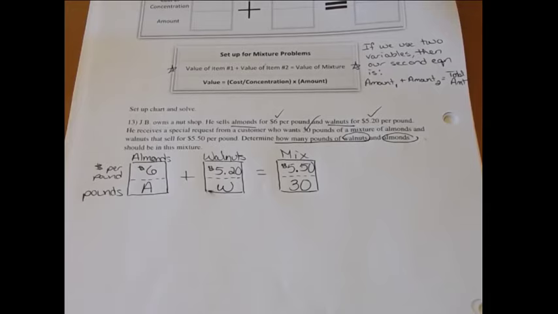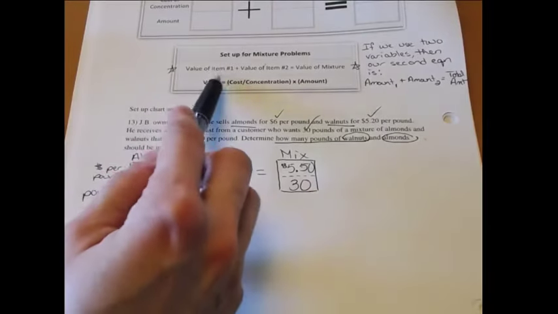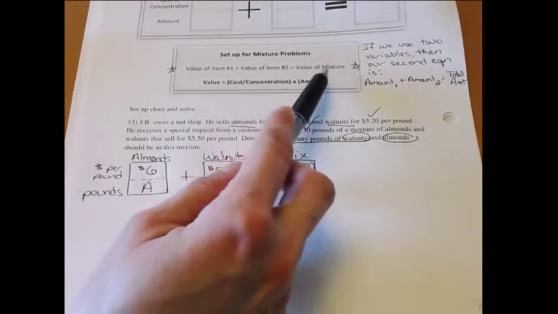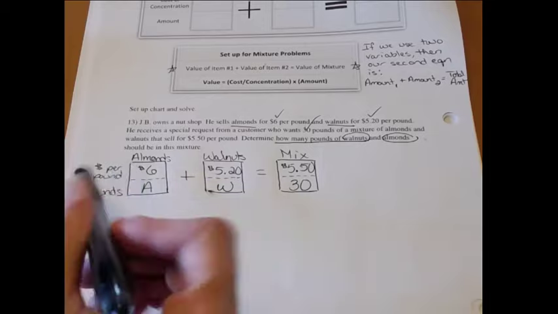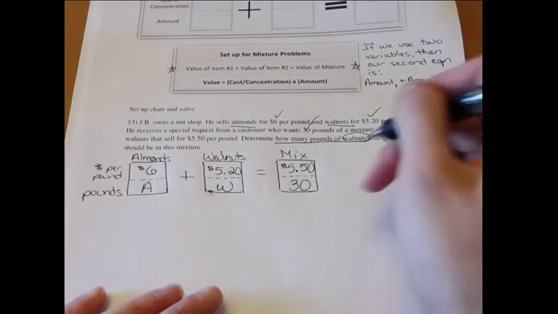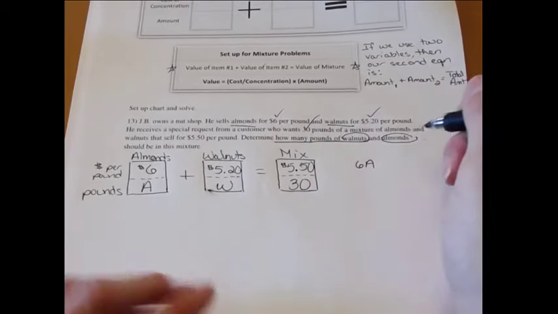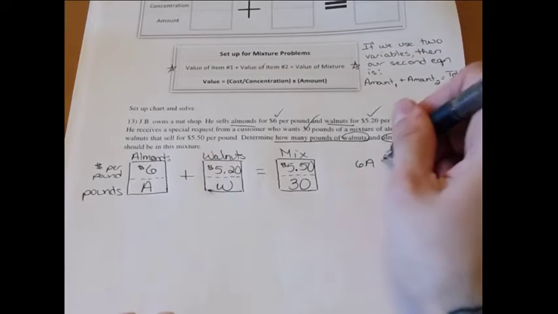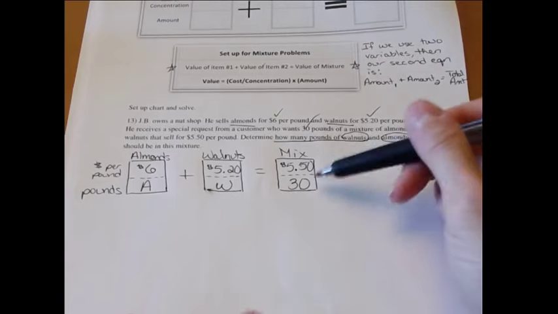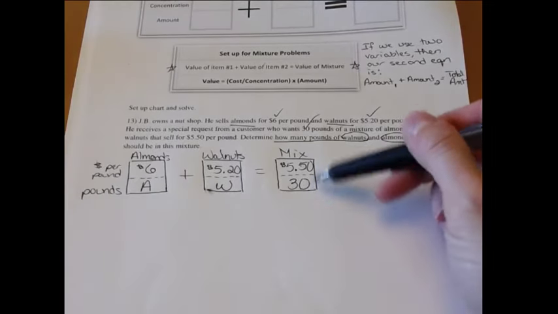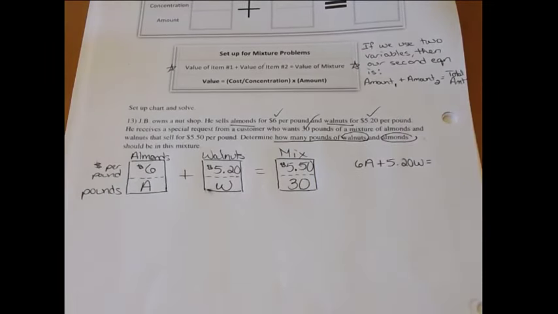There are 2 equations. We have the value of item 1 plus the value of item 2 equals the value of the mixture. So the value of our almonds will be 6A. The value of our walnuts will be 5.20W. And the value of my mixture is going to be 5.50 times 30. So 5.50 times 30 is going to give us 165.